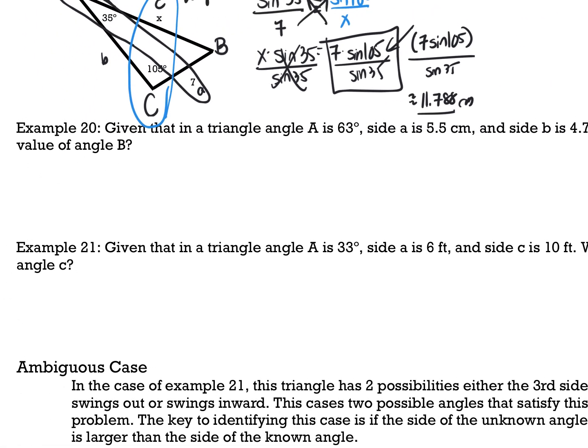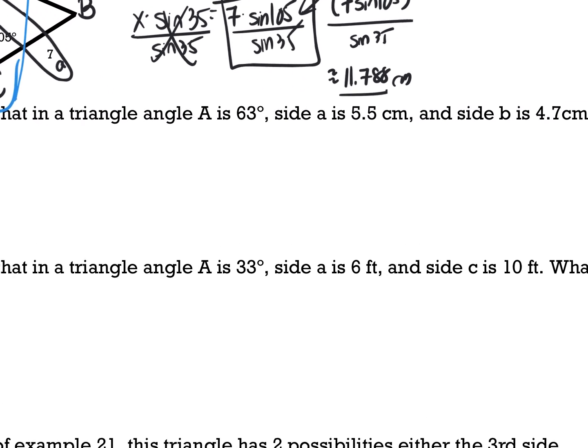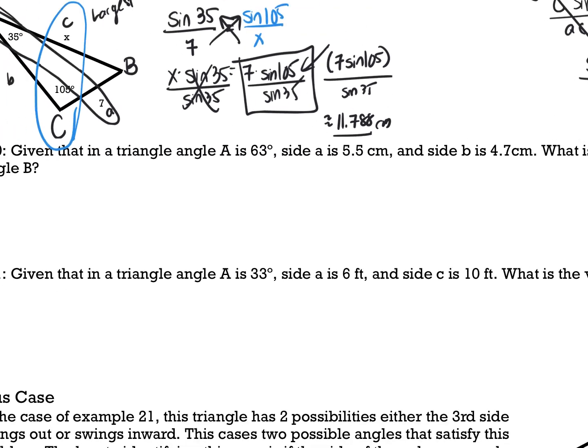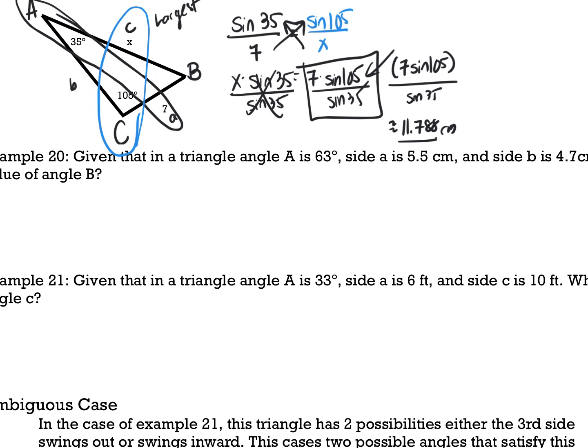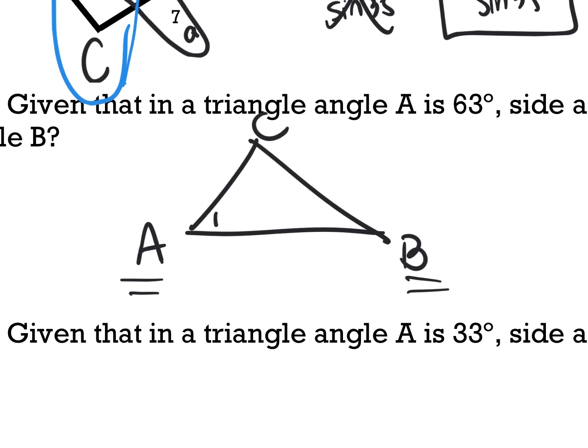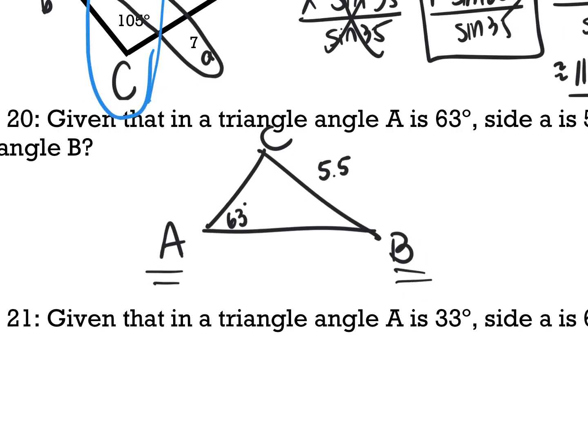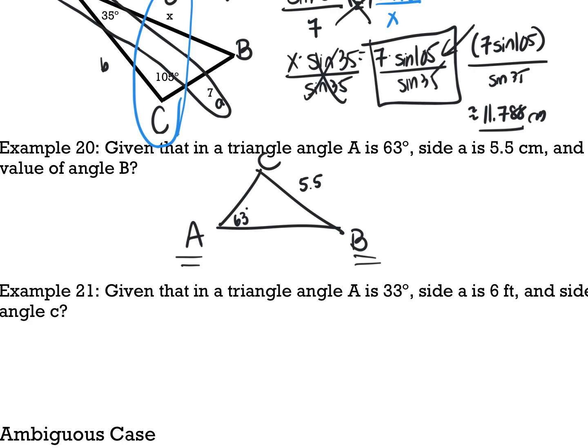So, given that in a triangle A is 63 degrees and side a is 5.5, side b is 4.7. The first thing you need to do every single time you get this is draw a triangle. And I recommend drawing the triangle the same way every single time: A, B, and C. I basically always make the letters that they give me the base letters. That way I never have any issues with some of our other problems coming up. So, angle A is 63 degrees, so that's here. Side a was 5.5, and side b, which is across from angle B, is 4.7.